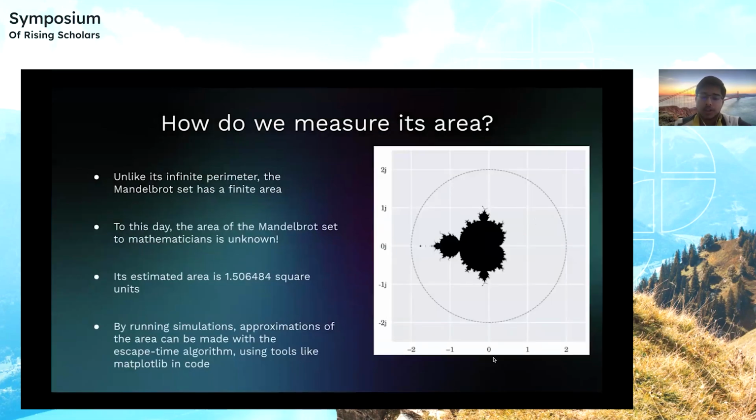Now, how do we measure its area? Well, unlike its infinite perimeter, the Mandelbrot set has a finite area. To this day, the area of the Mandelbrot set to mathematicians is unknown. Its estimated area is 1.506484 square units. However, by running simulations, approximations of the area can be made with the escape time algorithm, using tools like matplotlib and code.